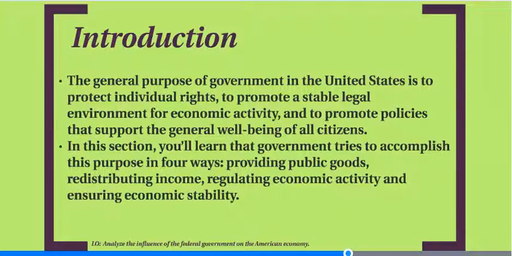The general purpose of government in the United States is to protect individual rights, to promote a stable legal environment for economic activity, and to promote policies that support the general well-being of all citizens. In this section, you'll learn that the government tries to accomplish this purpose in 4 ways: providing public goods, redistributing income, regulating economic activity, and ensuring economic stability.